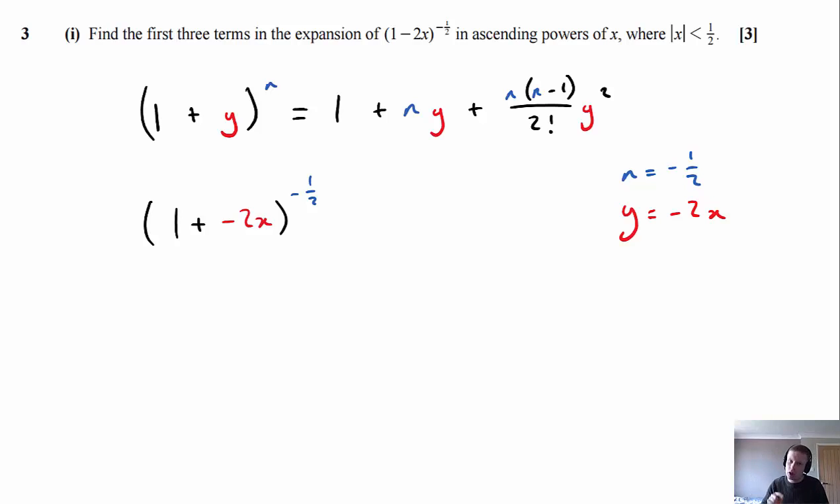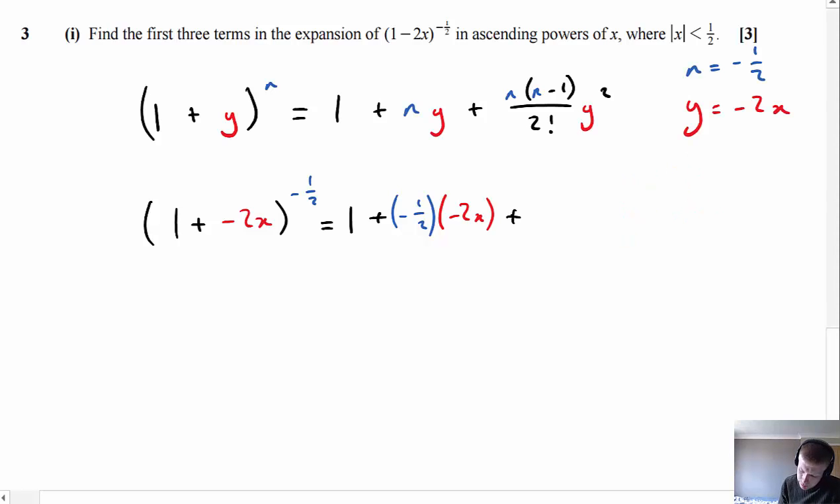Second thing as well is make sure you use brackets. So particularly when you've got things like n times n minus 1, make sure you're putting them in brackets. So let's just write it down. I've got 1 plus n, which is my negative a half. I'm going to stick that in brackets so I don't lose that negative somewhere, times y. Well, my y is negative 2x.